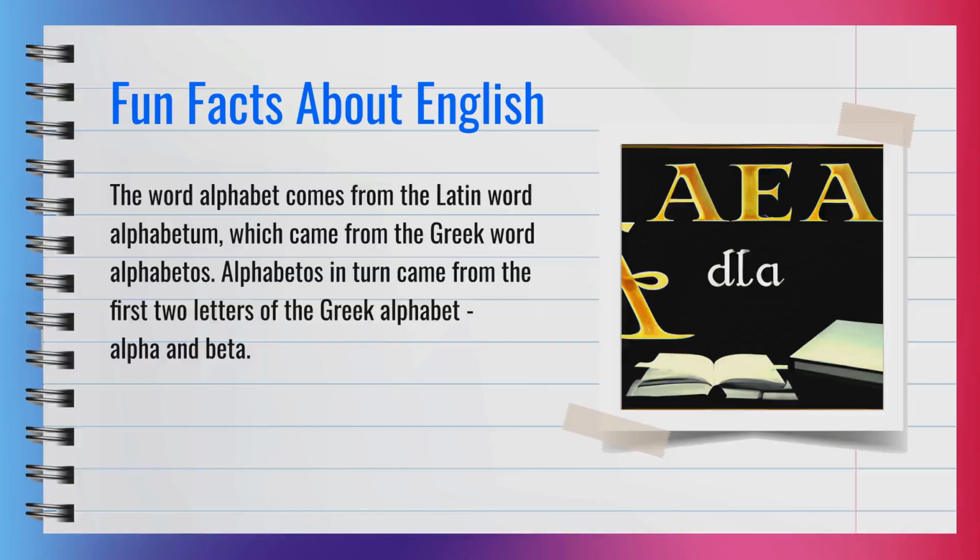Let's take a short break with a fun fact about the English language. Did you know? The word alphabet comes from the Latin word alphabetum, which came from the Greek word alphabetos. Alphabetos in turn came from the first two letters of the Greek alphabet, alpha and beta.